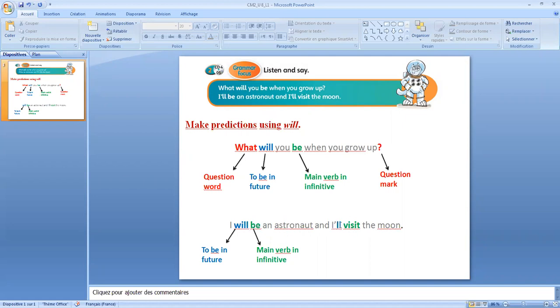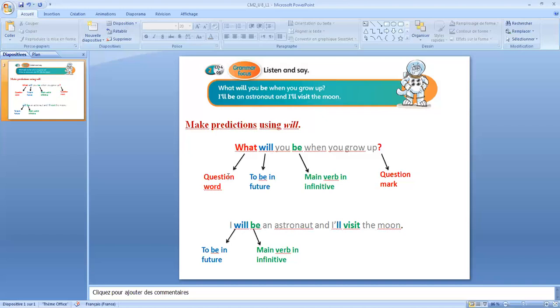So here, I'll is the same as I will. It's just an abbreviation, a construction. Okay, it's just a construction. In speaking, we say I'll instead of I will. Okay, so let's take a look at this question. What will you be when you grow up?